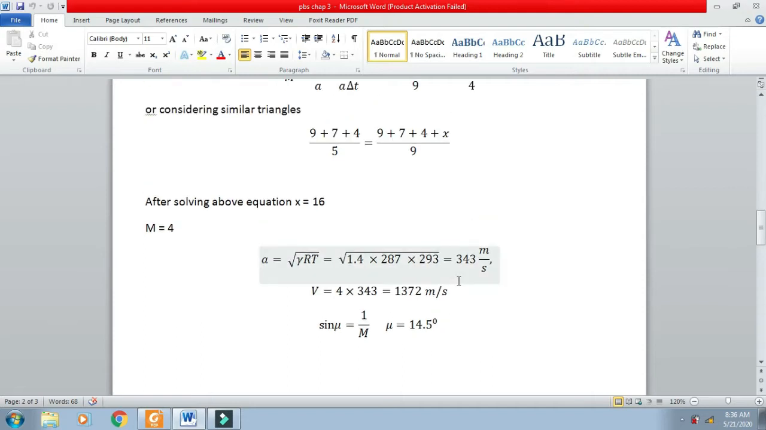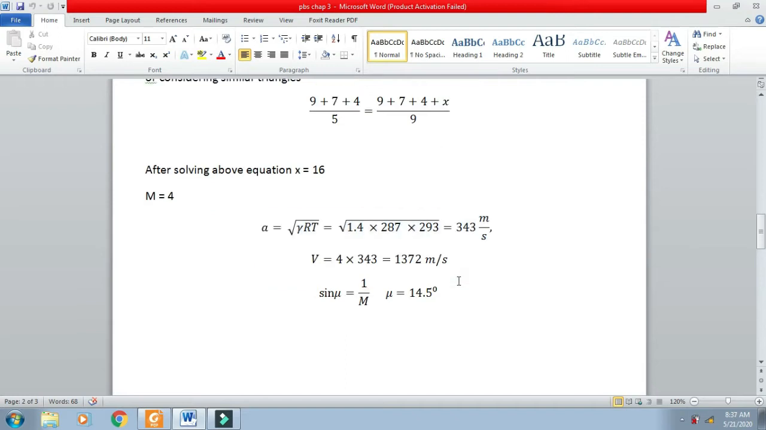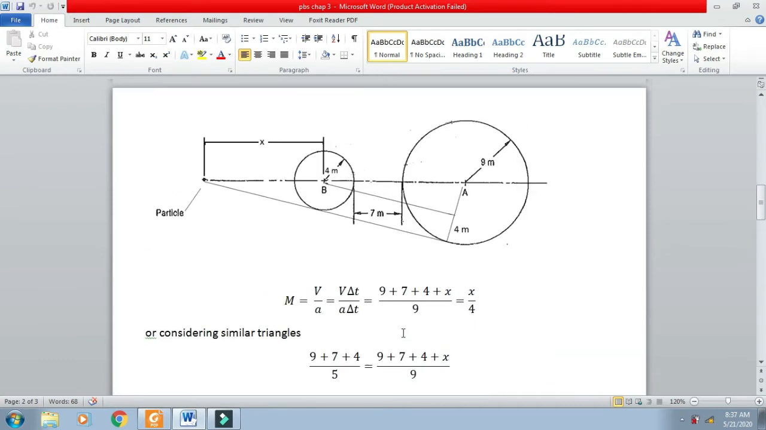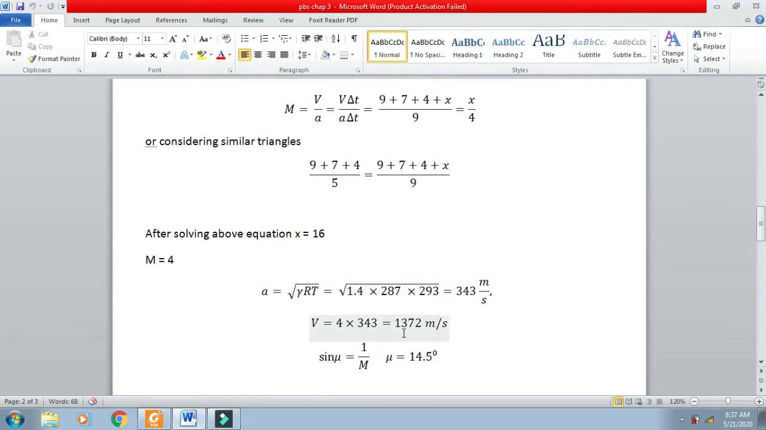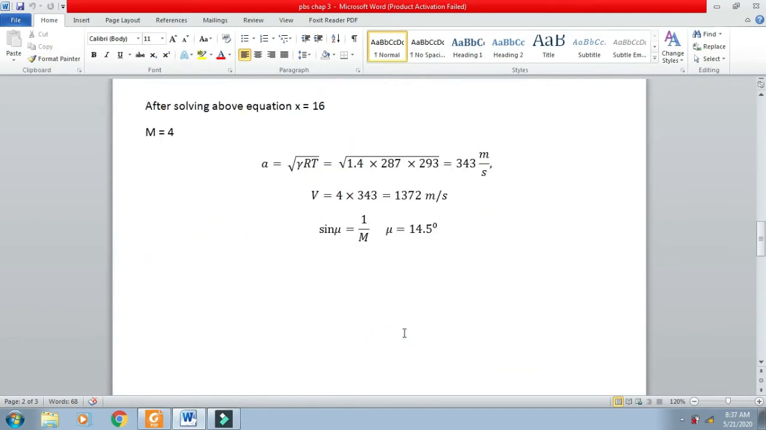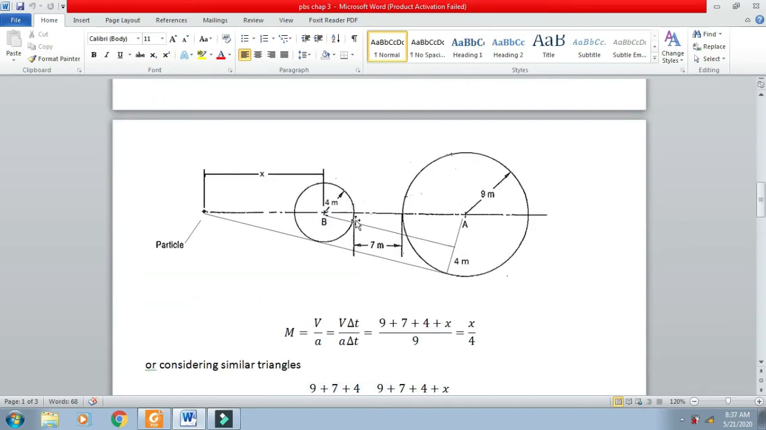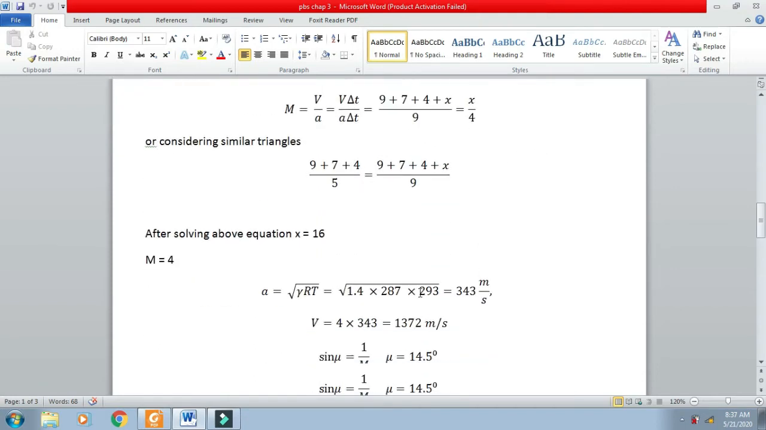Then finally we have to find the Mach angle. From the previous topic, we know that sine mu is equal to 1 over M. Using the triangles, we can derive, or we also studied in the previous topic, that sine mu is equal to 1 over M, and this gives mu equal to 14.5. This means the half angle between the horizontal and this edge is 14.5.